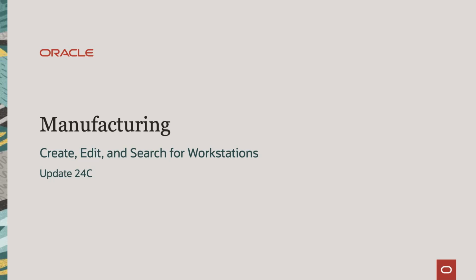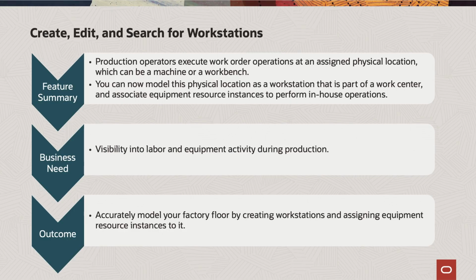Welcome to the demo of the 24C feature, Create, Edit, and Search for Workstations in Oracle Fusion Cloud Manufacturing. Production operators execute work order operations at an assigned physical location, which can be a combination of machines or a workbench. With the Create, Edit, and Search for Workstations feature, you can now model this physical location as a workstation within a work center and associate equipment resource instances to it.